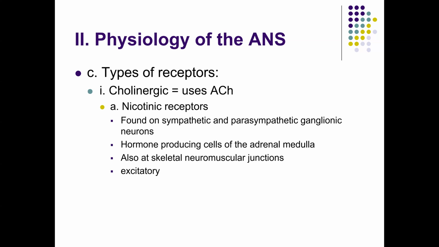They are found on sympathetic and parasympathetic ganglion neurons, and on the hormone-producing cells of the adrenal medulla. This is the second place they're found. Also at skeletal muscle neuromuscular junctions, and they are excitatory. So when we talked about the receptors at the motor end plate, we were talking about these types of receptors.